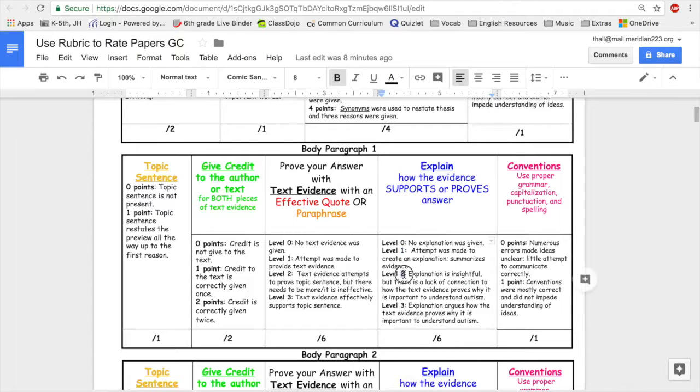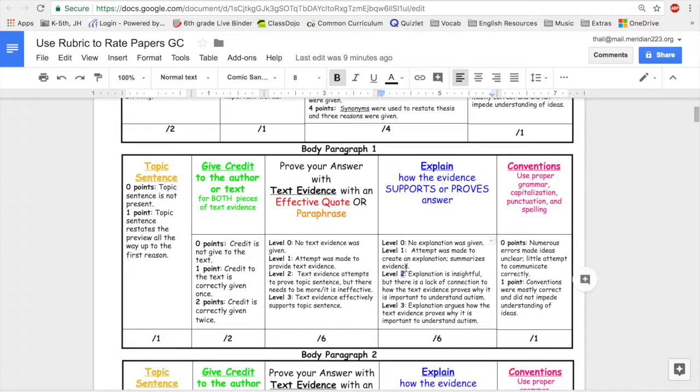Level 2 is the explanation is insightful. In other words, they don't just summarize a text. They actually go into depth and explain what the text says and why it's important, but it's not persuasive and they don't make a key connection. In every paper, remember, our key connection relates to our thesis. So in this paper, this explanation should be trying to prove to us why it is important to understand autism.